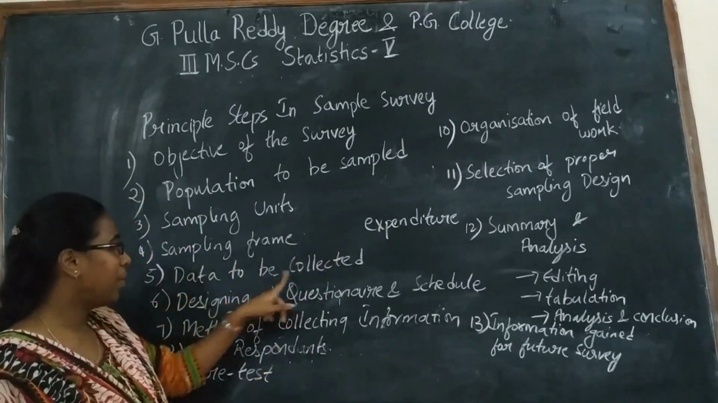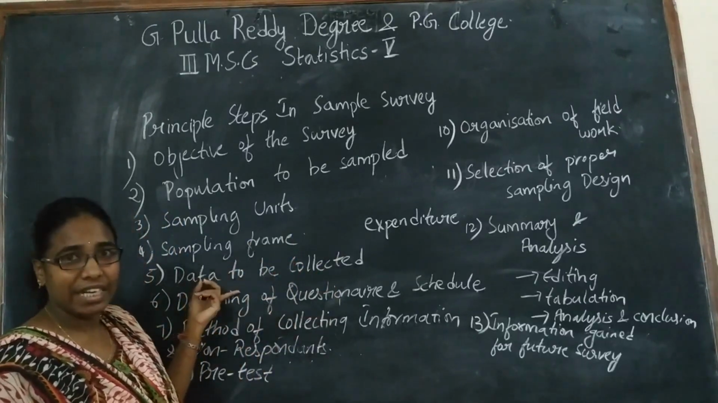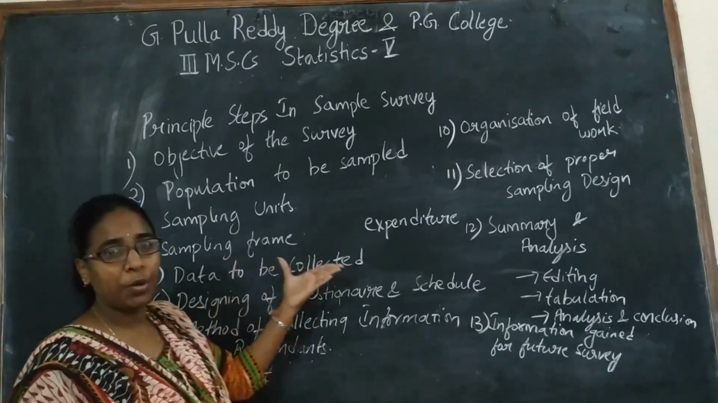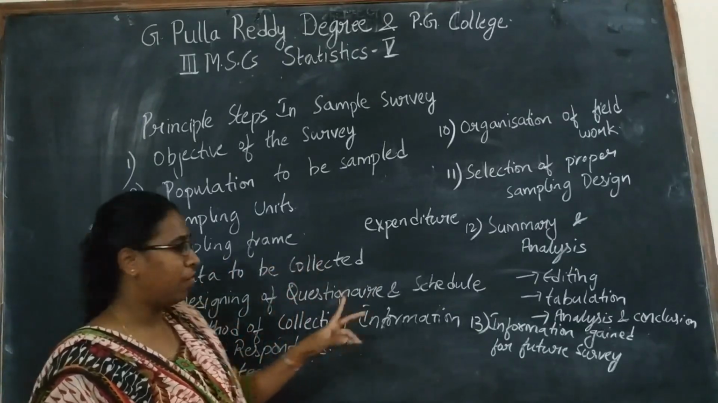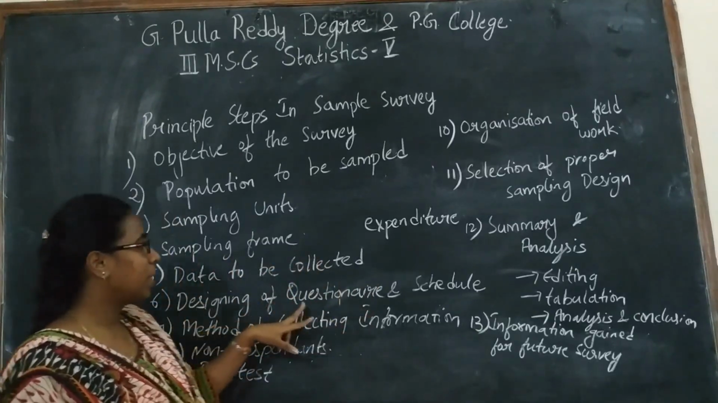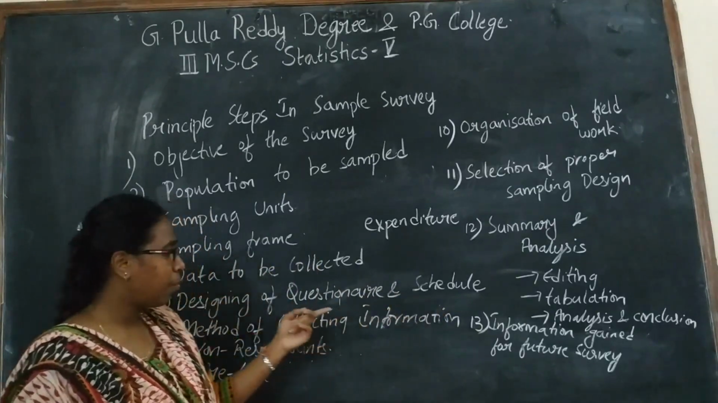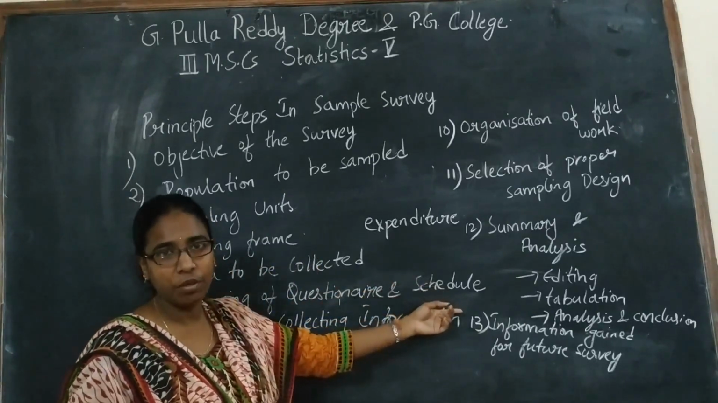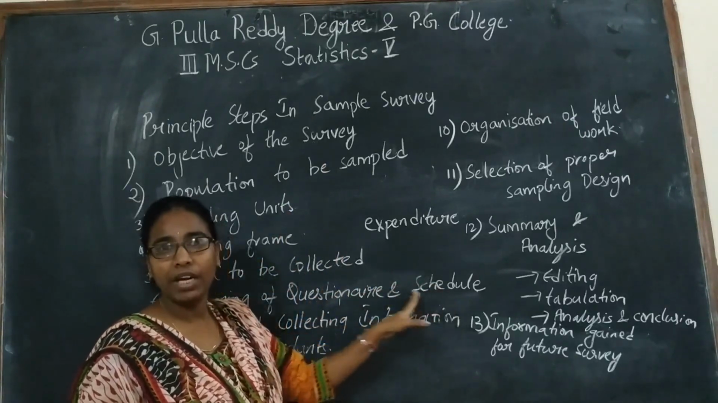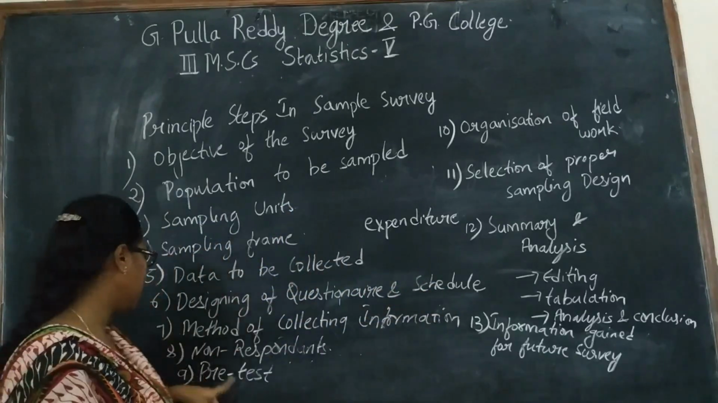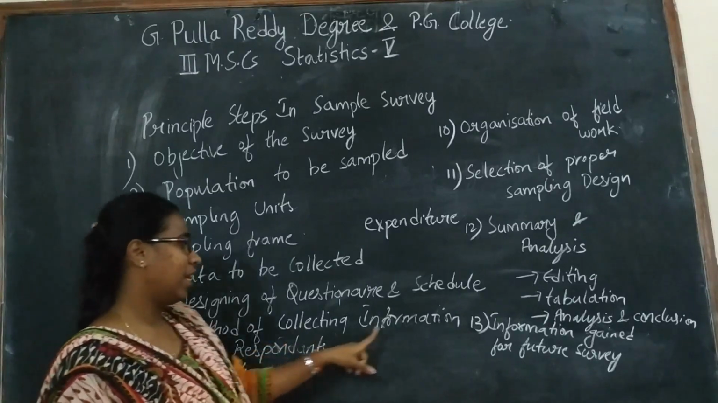Next is data to be collected. You have to collect the data carefully. It should not be too much, and whatever data you have collected should be meaningful. Next is designing of questionnaire and schedule. You have to prepare the questionnaire and schedule depending upon your objectives. The questions should be included relating to our objective only. Next is method of collecting information.